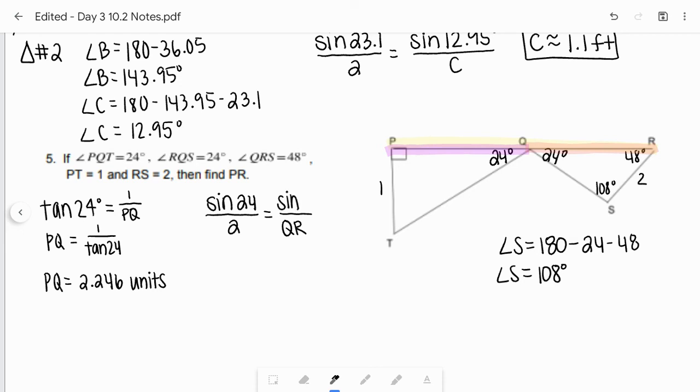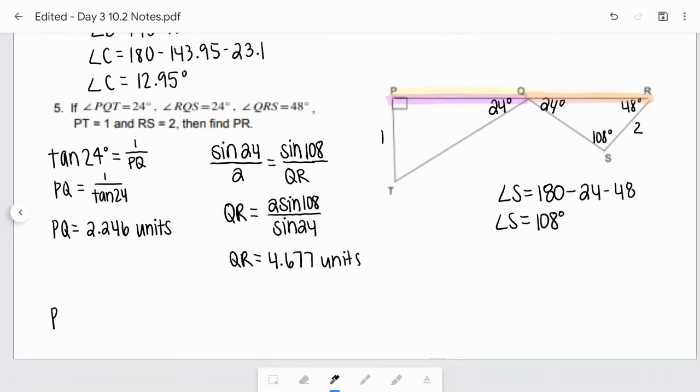So in my numerator, I'll have sine of 108 degrees, and in the denominator, I'll have QR. So when we cross multiply and solve for QR, I have QR is going to be equal to 2 times sine of 108 degrees divided by sine 24 degrees. Type that into your calculator, and QR is about 4.677 units. Okay, so PR is just going to be the sum of the two. So that's going to give us 6.92 units.